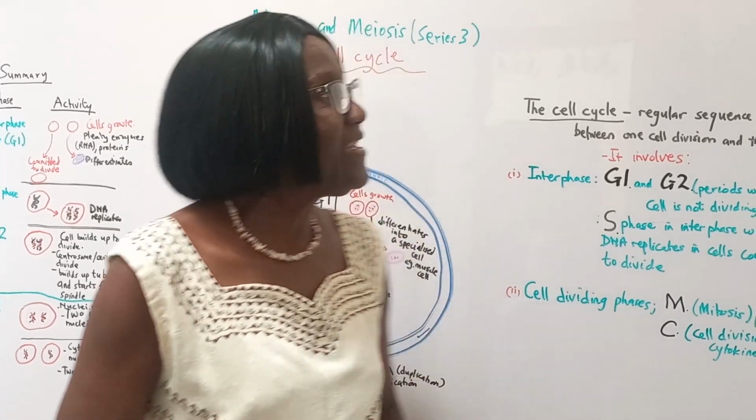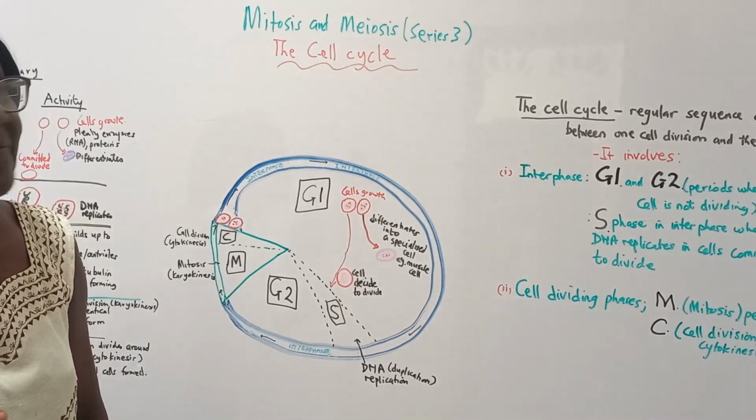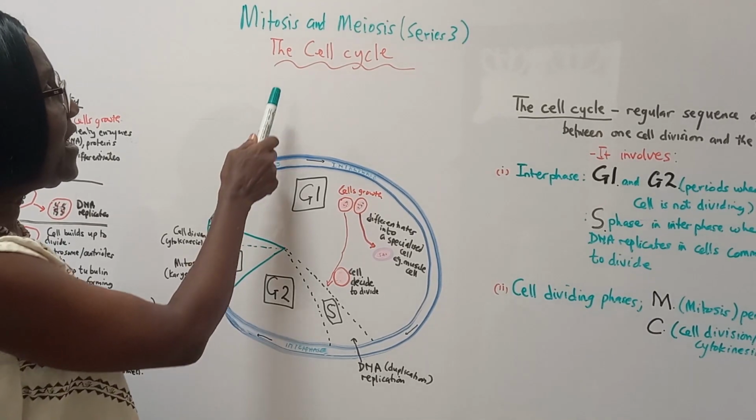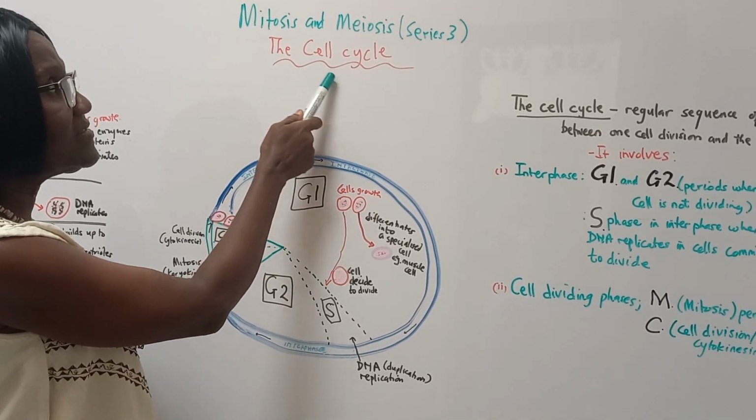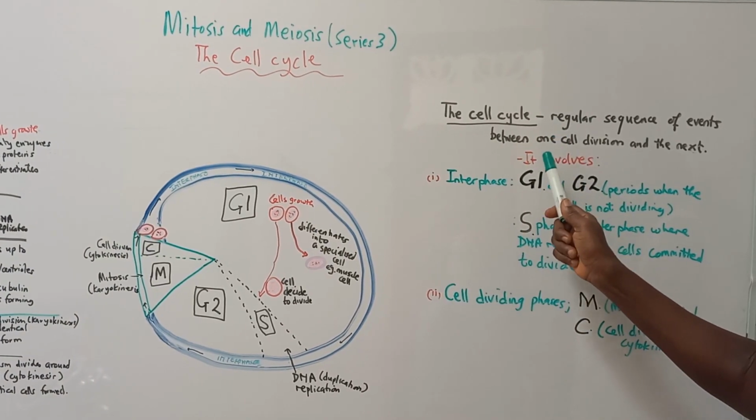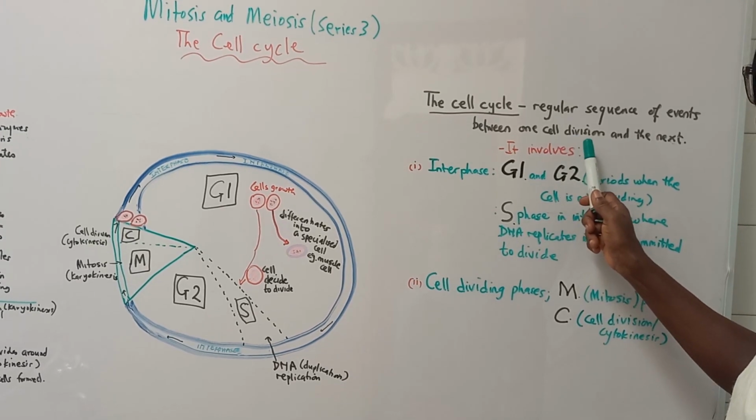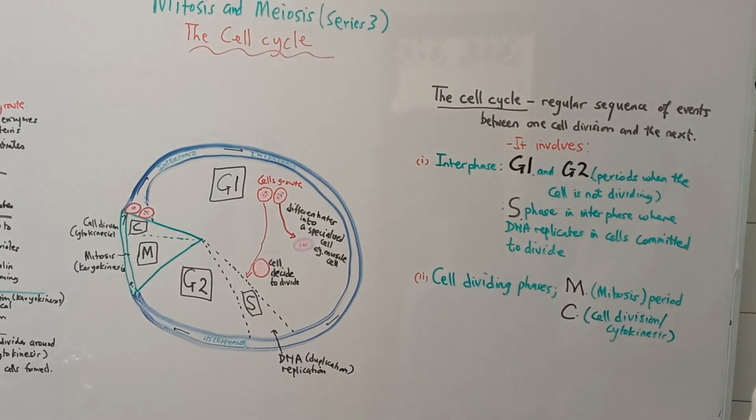Today we are looking at mitosis and meiosis series 3. And in this, we are considering the cell cycle. The cell cycle is the sequence of regular events between one cell division and the next.